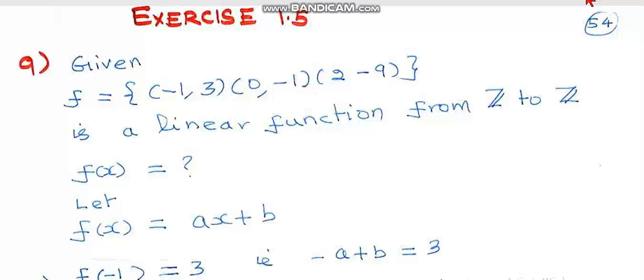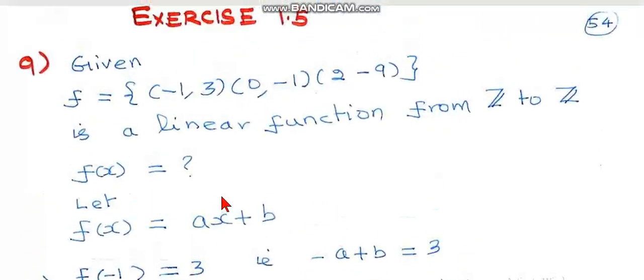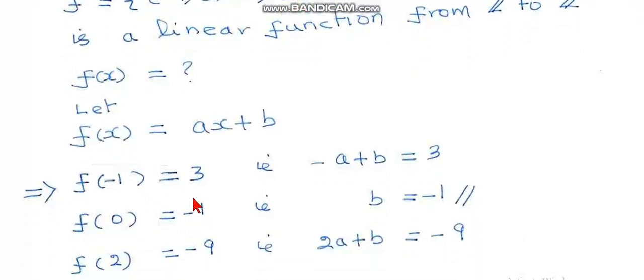We are given f of x is a linear function, that is, a first degree expression. So we can take f of x as ax plus b, where a and b are constants. We are given three ordered pairs: f of -1 equal to 3, f of 0 equal to -1, f of 2 equal to -9. To evaluate a and b, we need only two equations. Anyway, we have written f of -1 equal to 3, that is -a plus b equal to 3.